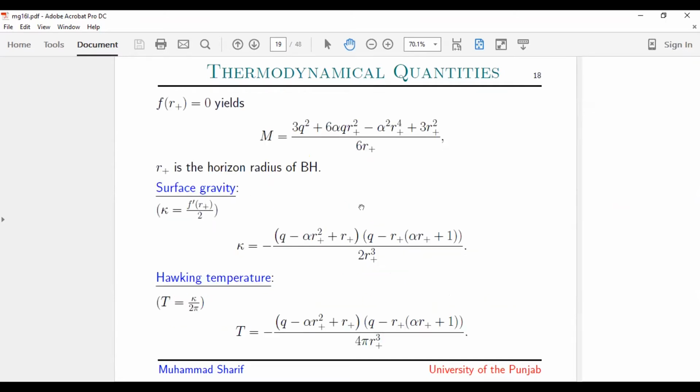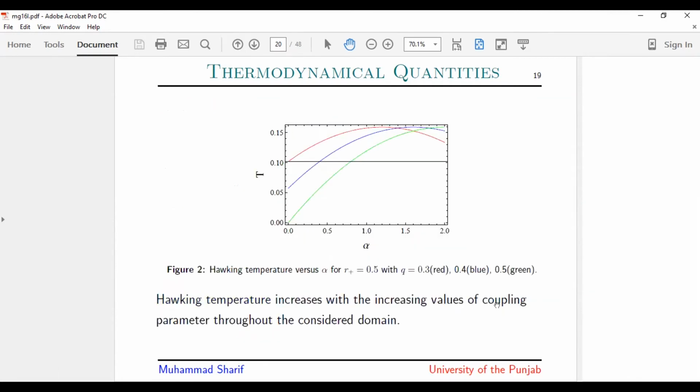Now we can obtain the mass of the black hole by taking F(r) equal to 0. Here r positive is the horizon radius of the black hole. We can calculate surface gravity from this F in this form, and then by using surface gravity we can calculate the temperature. Here it is. Now we see its graphical picture. We can see that Hawking temperature increases with the increasing value of the coupling parameter. As we increase alpha, it increases.